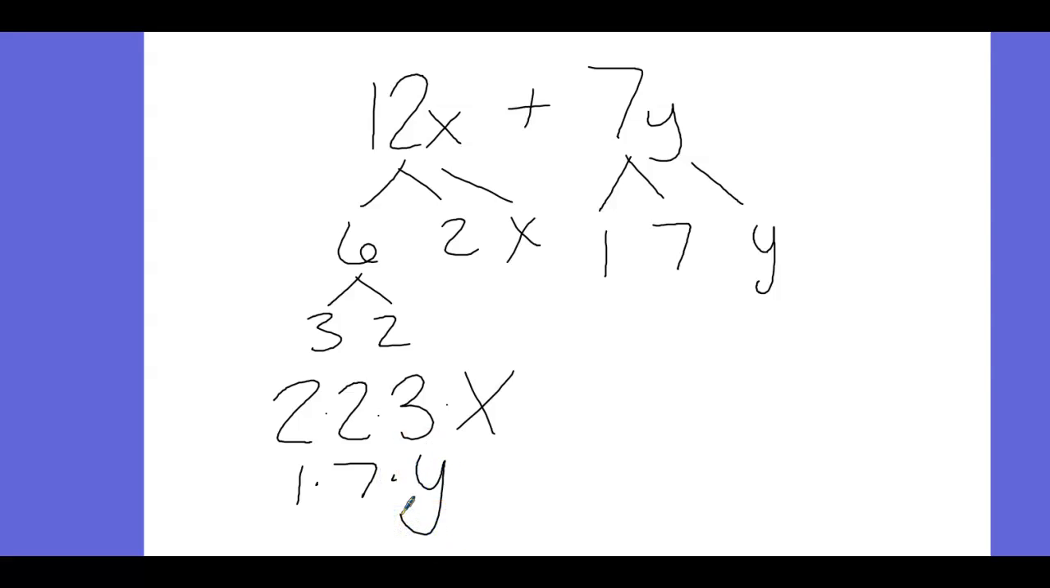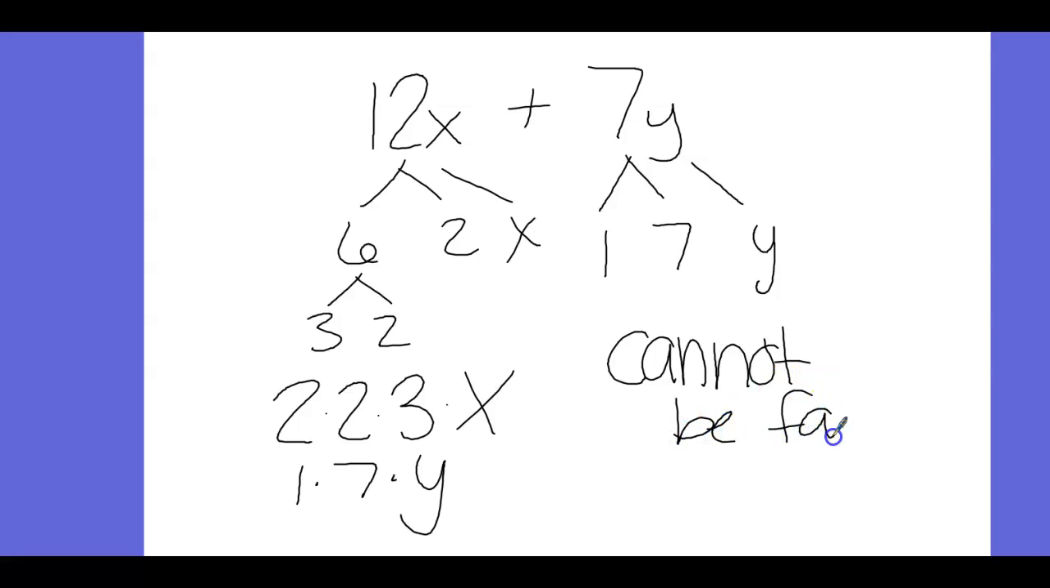So what do you think my answer is? There's nothing in common, so it cannot be factored. Can you just write 0? No. You could write CBF, cannot be factored. But don't write 0, because 0 is not the common factor.